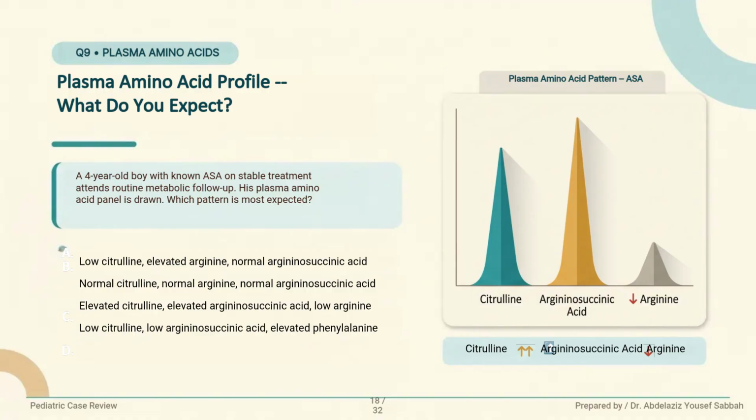Question 9. A 4-year-old boy with known Argininosuccinic Aciduria on stable treatment attends a routine metabolic follow-up. His plasma amino acid panel is drawn. Which pattern is most expected? Option A, low citrulline, elevated arginine, normal argininosuccinic acid. Option B, normal citrulline, normal arginine, normal argininosuccinic acid. Option C, elevated citrulline, elevated argininosuccinic acid, low arginine. Option D, low citrulline, low argininosuccinic acid, elevated phenylalanine.